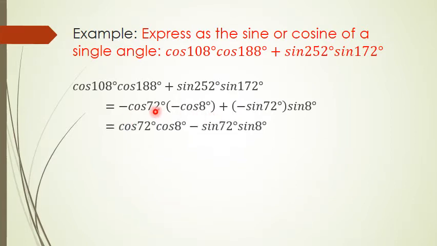Then multiplying out the brackets, a negative number multiplied by a negative number will give us a positive. So here we have cos 72 degrees cos 8 degrees. Here it's a negative number multiplied by a positive number. It will give us a negative. Minus sine 72 degrees sine 8 degrees.